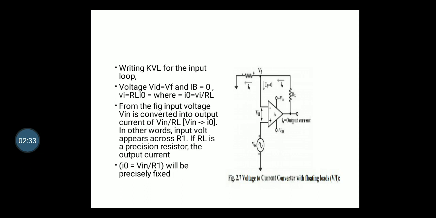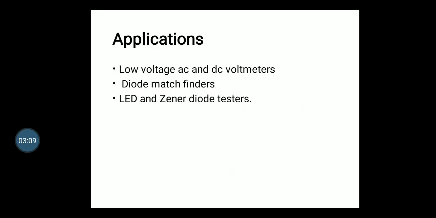Writing KVL for this circuit, we get VID equal to VF, and IB is the base current. So VI is equal to R1 IO, where IO is equal to VI by R1. From the figure, input voltage Vin is converted into output current of Vin by R1. In other words, the input voltage appears across R1. If R1 is a precision resistor, the output current I0 equal to Vin by R1 will be precisely fixed. So this may be used in applications like low voltage AC and DC voltmeter, diode match finders, LED and zener diode tester.